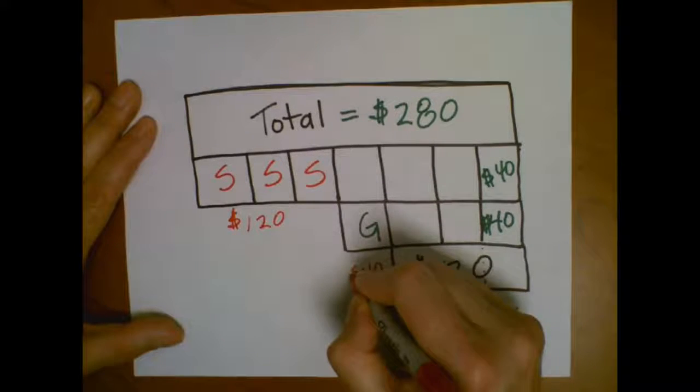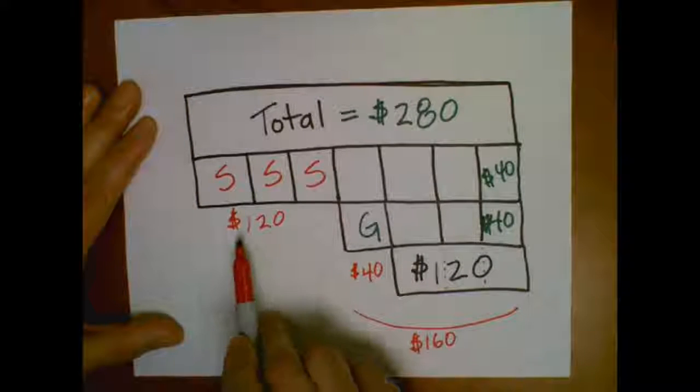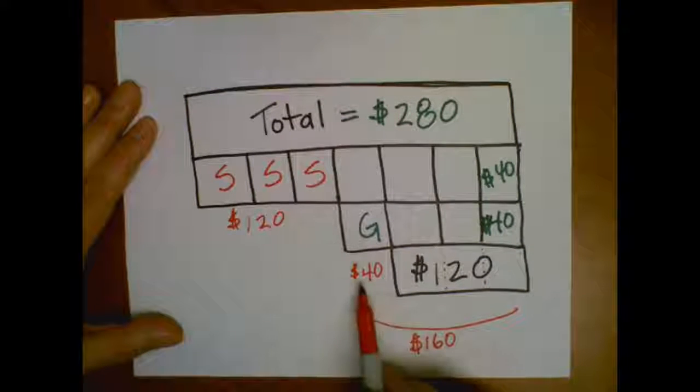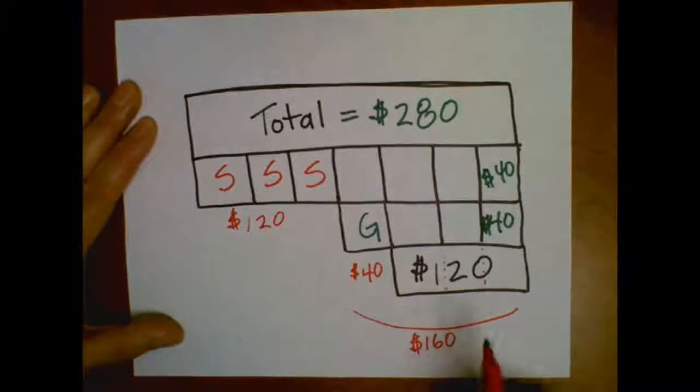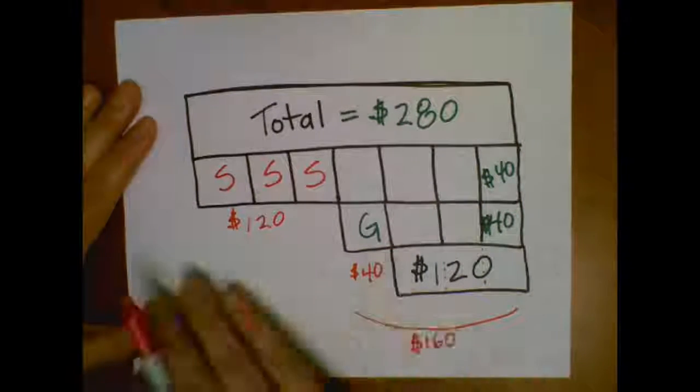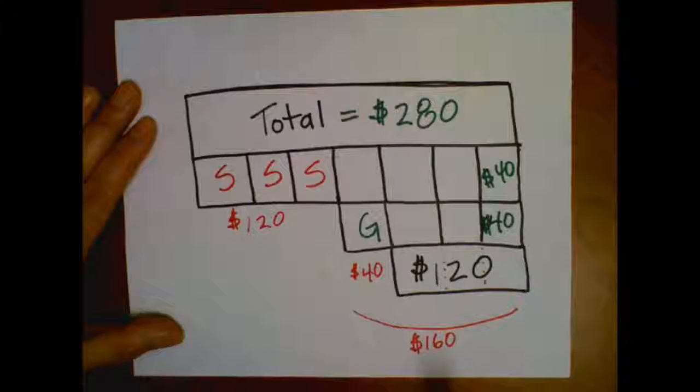And that works out absolutely great. He had 120 that he spent, 40 that he gave to his sister, 120 that he had left, and all of that adds up to 280, which shows us that our solution should be correct.